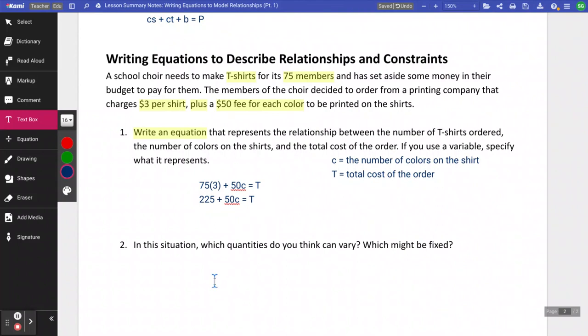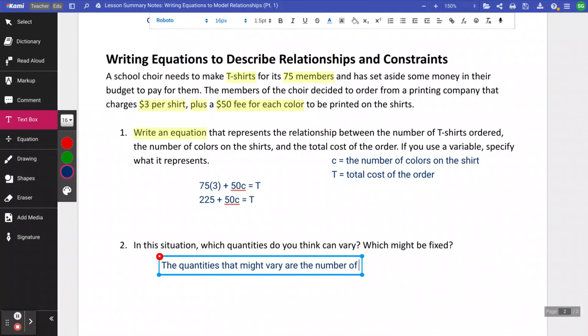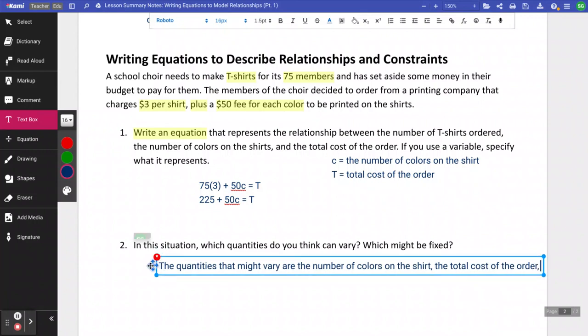The second question is getting at what we had started at the beginning of this video talking about with what can vary. In this situation, which quantities do you think can vary and which might be fixed? Well, for what's going to vary, I already know these things are going to vary because I had to use variables for them. So the quantities that might vary are the number of colors on the shirt, the total cost of the order, but there's also something else here that might vary. Do you know what that something else is?